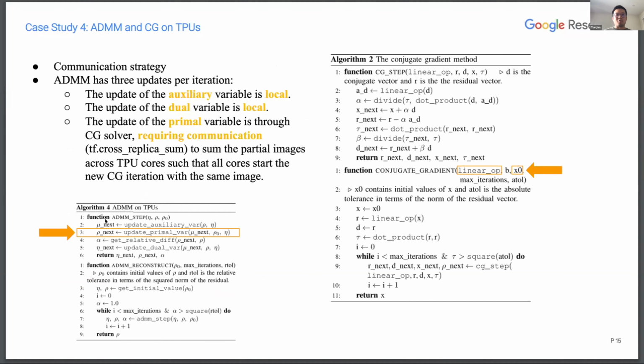So this is the algorithm we use to solve this problem. The updates of the auxiliary and dual variables are local, and the update of the primary variable is through the CG solver, which requires communication. So we're using the cross-replica sum to sum the partial images across all the TPU cores, so that in the new CG iteration, it starts with the same image.